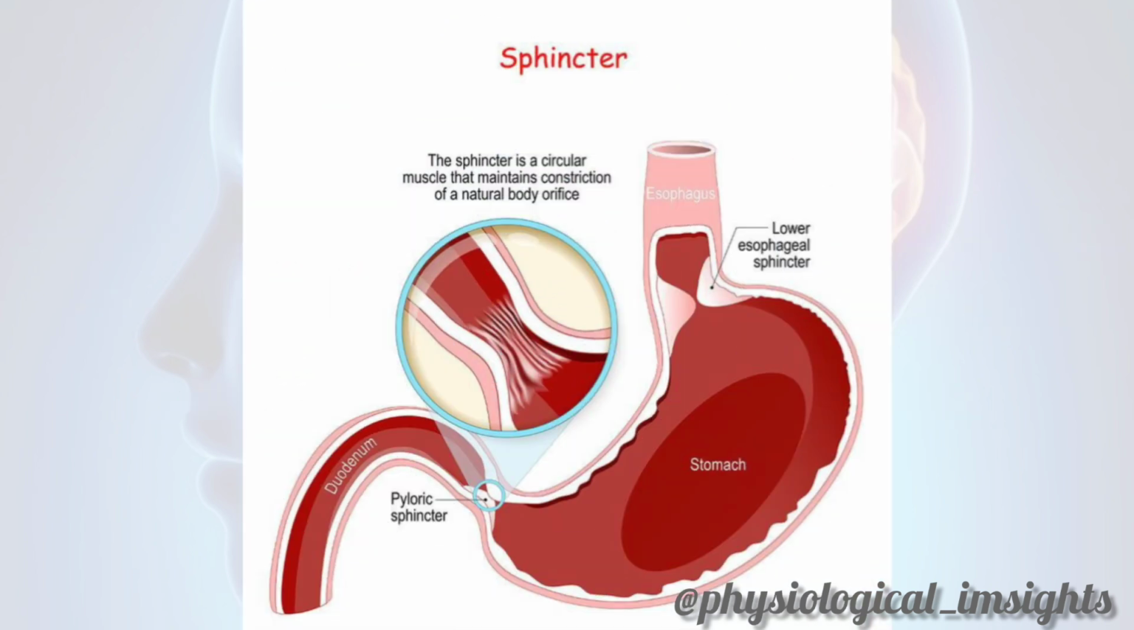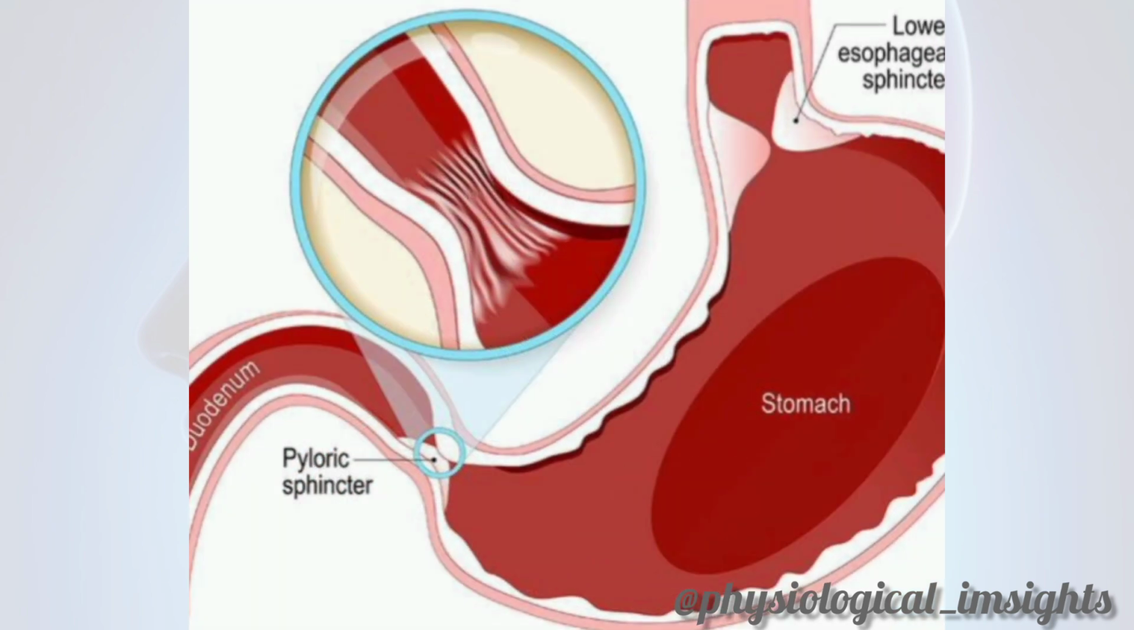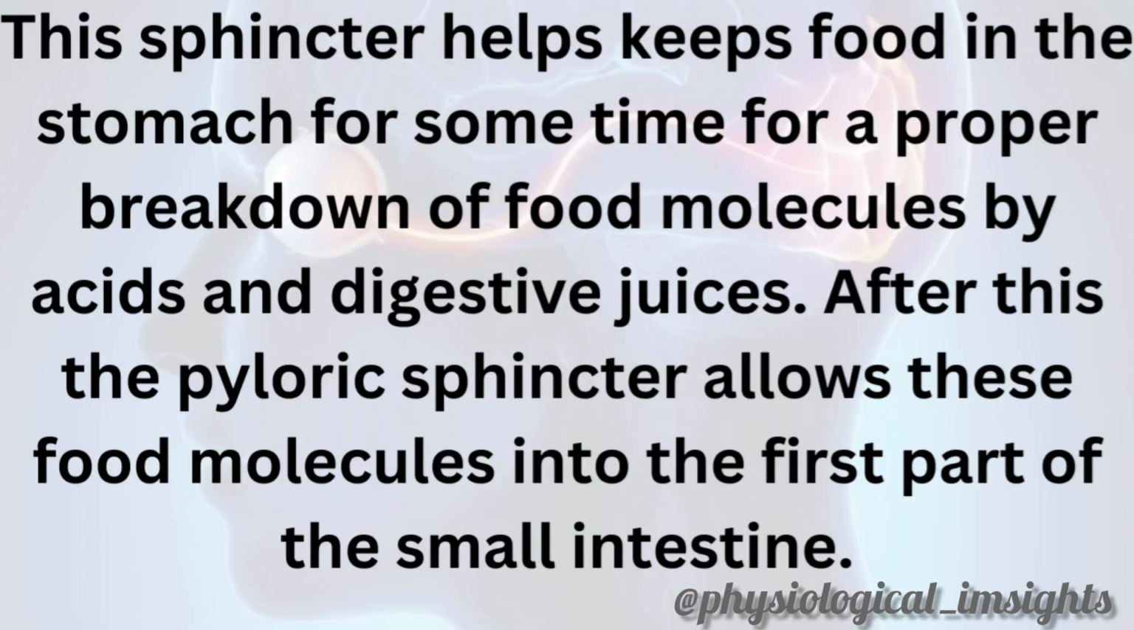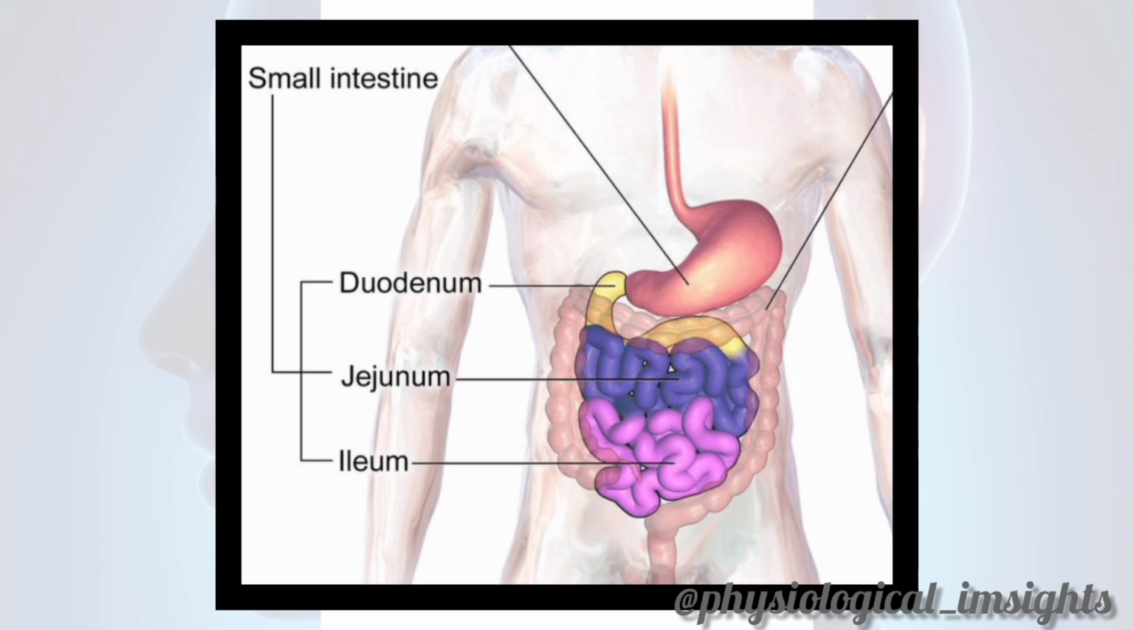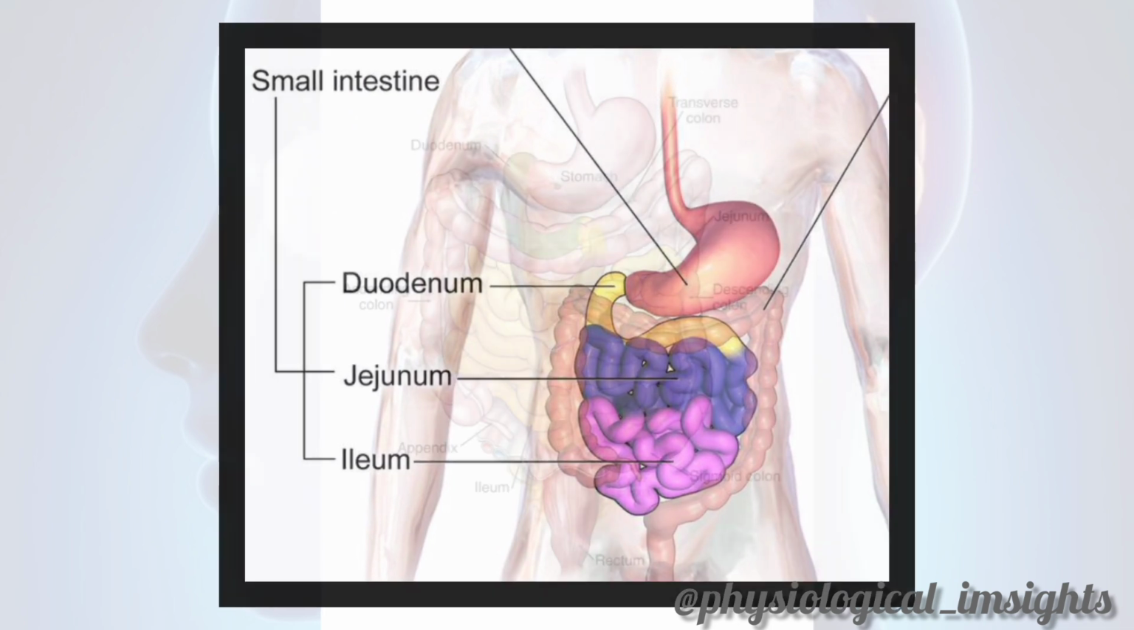Now at the bottom of the stomach we also have another sphincter muscle called the pyloric sphincter. This sphincter helps keep food in the stomach for some time for a proper breakdown of food molecules by acids and digestive juices. After this, the pyloric sphincter allows these food molecules into the first part of the small intestine called the duodenum. After that food moves to the middle part of the small intestine called the jejunum. From there it moves to the ileum, which is the last part of the small intestine.